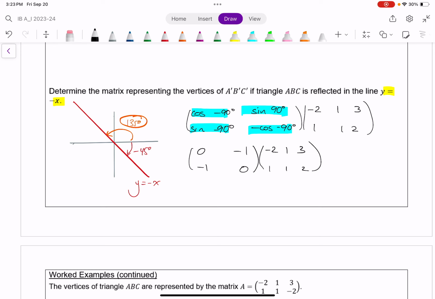And I feel like I copied something. Oh, in my impatience, I copied this down wrong. There we go. That's it. In the end, I should get nice clean numbers compared to last time: negative 1/2, negative 1, and 2, 3. Again, those are the coordinates of A prime, B prime, C prime.